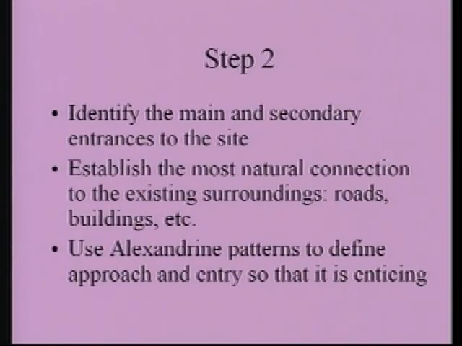Next, once we have this vague idea of where the activities are going to occur, we identify the main and secondary entrances to the site. We want to establish the most natural connection to the existing surroundings, and the existing surroundings will include existing roads, other buildings, etc. So the entrance and the approach will be determined by what's outside your site, because that is already there. You want to define the approach and entry so that it is enticing. It draws you into your future building, and so you cannot arbitrarily decide where the entrance is going to be. In the pattern language, Alexander has several patterns that help you to define the approach. So in step 2, we will be using the Alexandrine patterns to help define the entry.